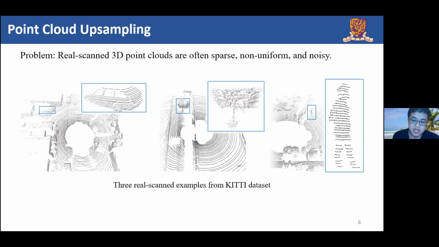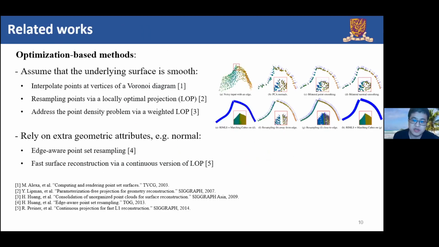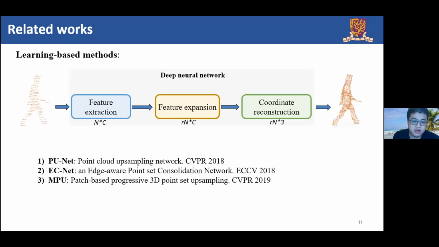Point clouds produced by 3D scanning are often sparse, non-uniform, and noisy. Just look at these examples. Although we have tons of scanned points, only a few points are allocated to meaningful objects, such as the pedestrian and the cars. Given such a sparse and noisy input, point cloud upsampling aims to generate a dense output, which can provide a more faithful representation of the underlying surface. Traditionally, we may use optimization-based methods, but these often rely on some shape attributes, such as smooth surface and accurate normal. Therefore, the performance and generalization of these methods are often limited. In contrast, learning-based methods often achieve better results by only taking the raw point clouds.